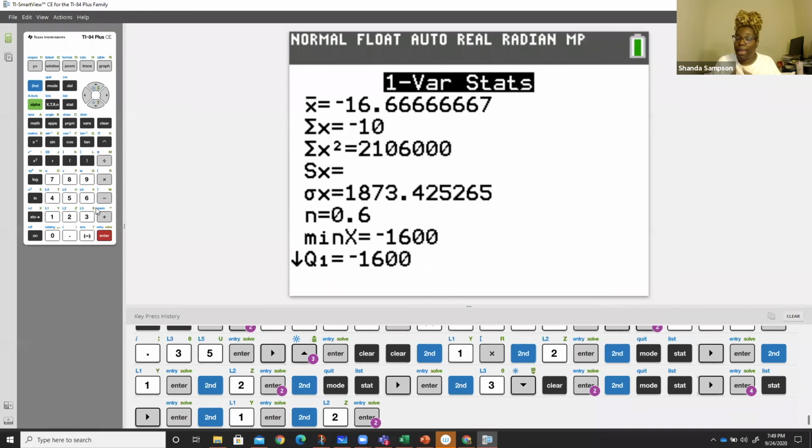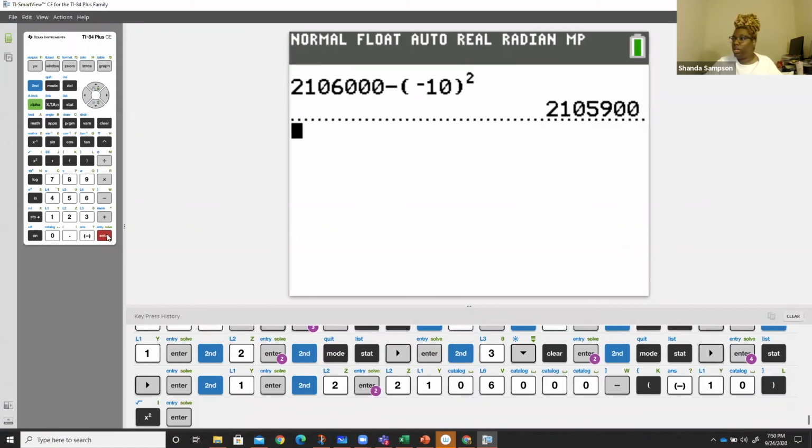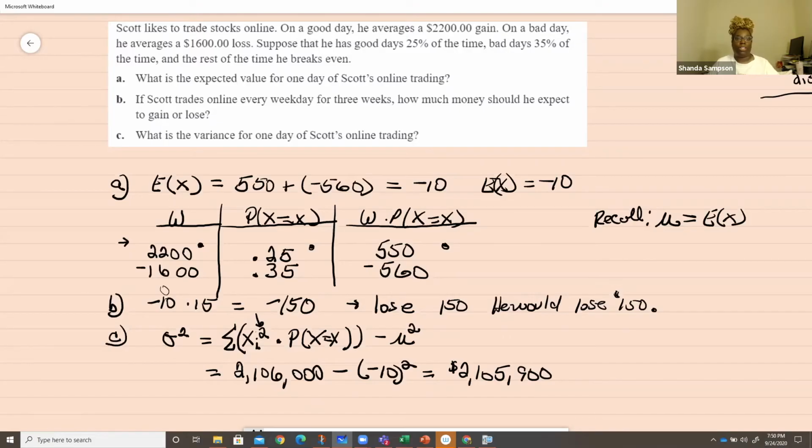If you have the current one, the one that I'm looking at, you look right here and they give you the sum of x squared. They give this to you right here, 2,106,000. That's the sum of your x squares. And then you would subtract your negative 10 squared. You get your correct answer. The issue is this is one of those situations where having the other calculator doesn't necessarily play well with you. What is the variance for 1 day of Scott's online trading? This is the correct answer.